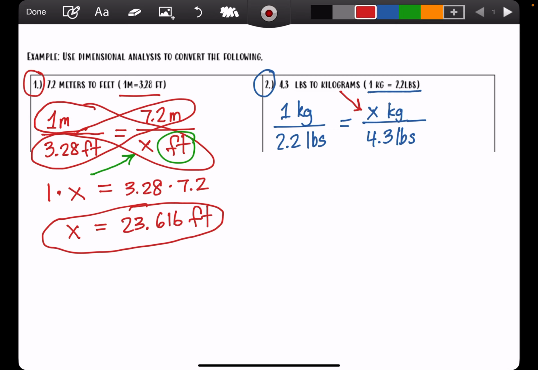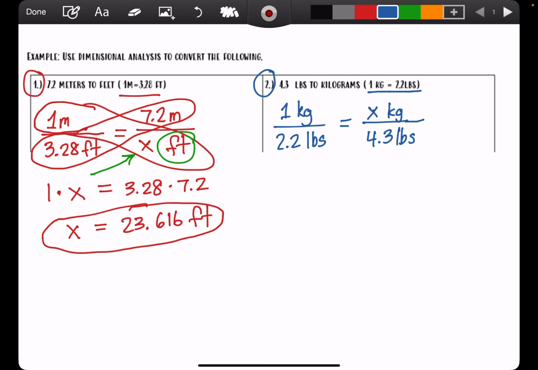The reason for that is, again, like I said earlier, when you set up your first ratio, whatever unit of measurement is up top needs to stay up top on the other ratio. So kilograms was up in the numerator on the first ratio I set up, so it needs to stay in the numerator in the second ratio. And pounds was in the denominator in the first ratio, so it needs to stay in the denominator in the second ratio. Okay? So that's why we set it up like this. And now we can cross multiply.